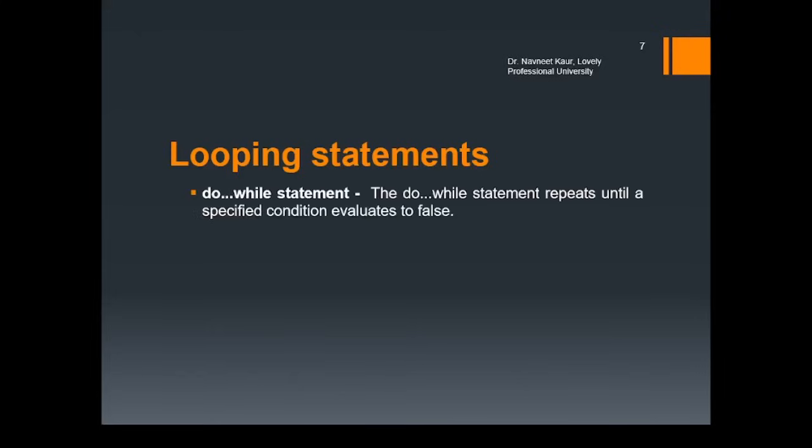Next we have the do while statement. The do while statement repeats until a specified condition evaluates to false. So it is somewhat different from the actual while statement. In the while statement, it will always first check the condition and then it will execute. But in case of do, even if the condition is false, the very first time it is always going to execute that part, even if the condition is false.